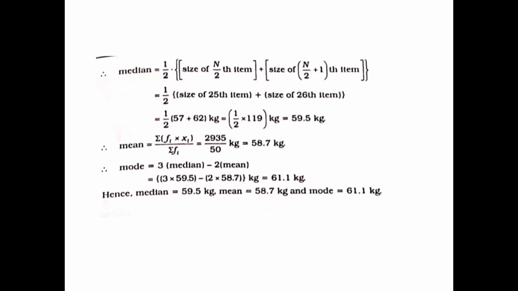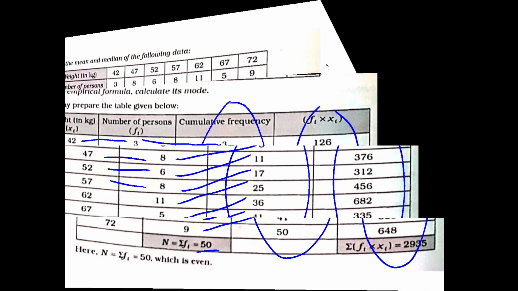First we have to find the median. We use the formula with n by 2 and n by 2 plus 1 because n is equal to 50, which is an even number. If it is an even number we have one formula, and if it is odd we have a different formula. So 50 by 2 is 25, and 50 by 2 plus 1 is 26. We have to see which is the 25th item and which is the 26th item. The 25th value is 57 and the 26th value is 62.